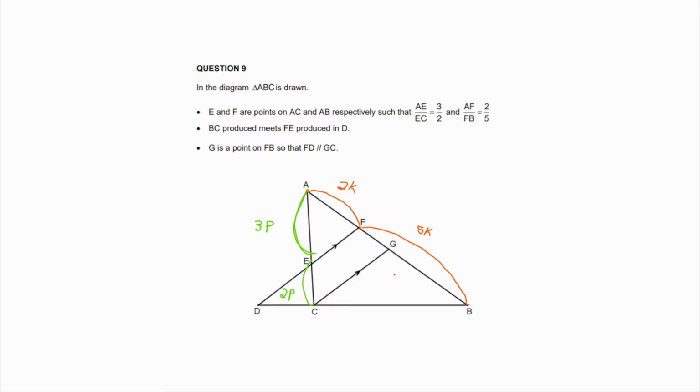All right. So they say that BC is produced and meets FE produced in D. A lot of things going on over there, but it's basically just saying BC is produced, and it meets FE, produced in D. So basically we have D over there. Let that not confuse us too much. Then let's say G is a point on FB so that, and this is important, FD is parallel to this line.